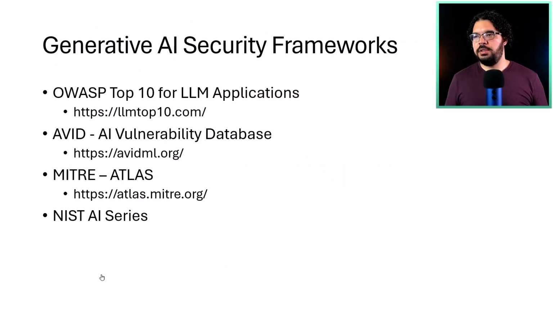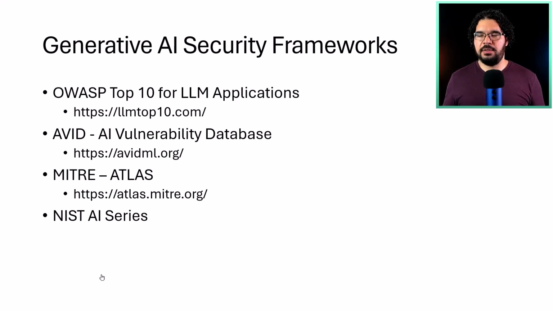So overall, just to finish this off and give you some more resources to learn more, we have some generative AI security frameworks and some recommendations. Take a look at the OWASP Top 10 for large language model applications. That's at llmtop10.com. Avid is another location that I recommend. Avid focuses more on traditional machine learning and also some of the generative AI, but this is a vulnerability database, very similar to CVEs, that documents real world exploits against machine learning type applications.